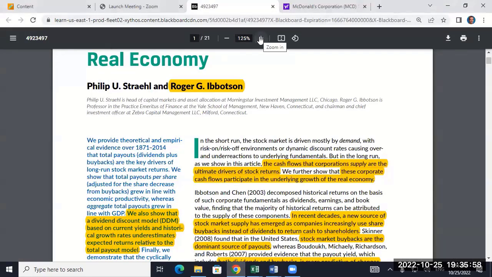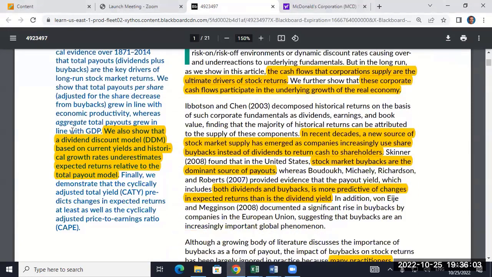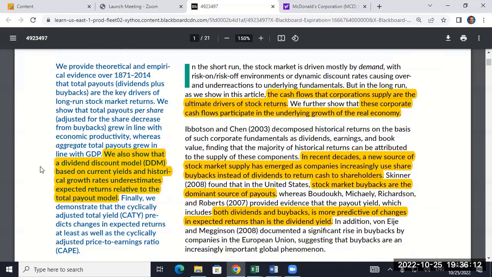So I like this paper. It is very dated, but they haven't updated it. So the theories in here are very strong, and it's got Roger Ibbotson, you know, the market risk premium guru, most respected on this issue.